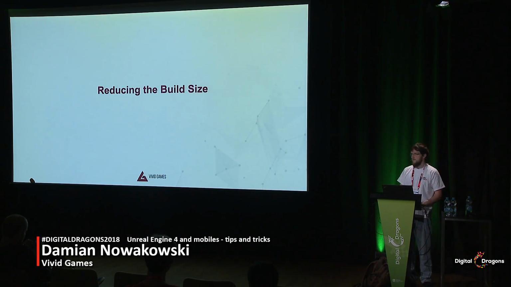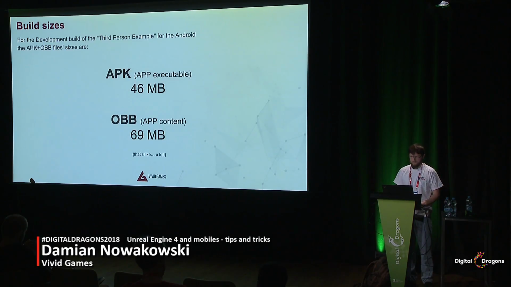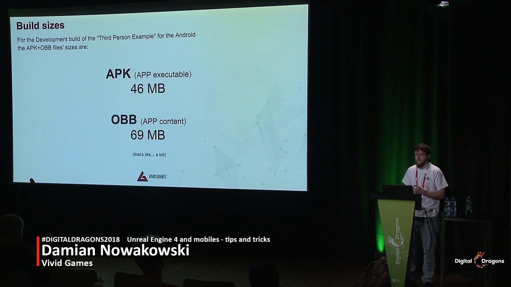And in fact, that were all of the easy-to-miss Android settings. When you set all of your project as you want, then you just want to build your game, and then you suddenly notice that, well, it's pretty big. The APK and the OBB file takes over 100 megabytes on the third-person example, very simple map for the developer build.